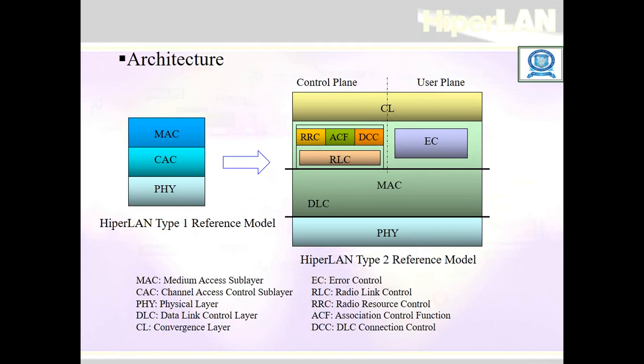This is the architecture for HIPERLAN 1 and HIPERLAN 2 types. In HIPERLAN 1 we have a physical layer, and in the data link layer we have two sublayers, one is CAC and the other is MAC. MAC is the medium access sublayer and CAC is the channel access control sublayer.